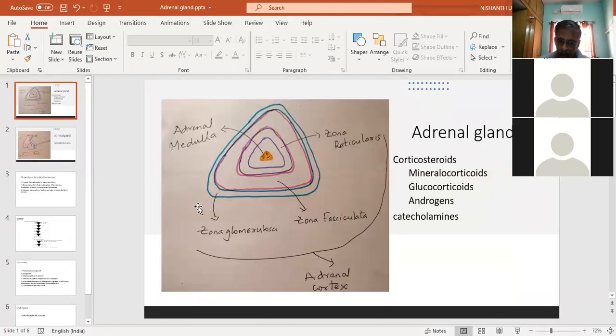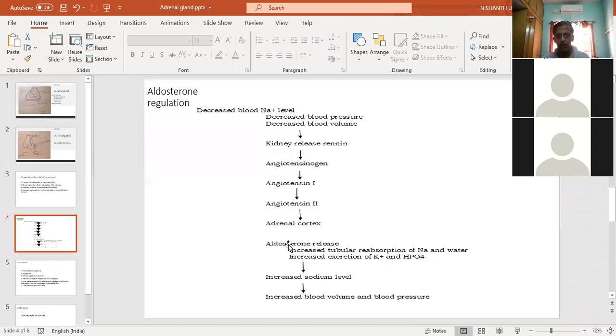So I repeat again. Angiotensin 2 will come and attach to which one? The zona glomerulosa. And the zona glomerulosa will start to produce one particular hormone called aldosterone. That is nothing but one example for mineralocorticoid. Now you just observe here, aldosterone is released now. From where is the aldosterone released? Aldosterone is released by the zona glomerulosa.